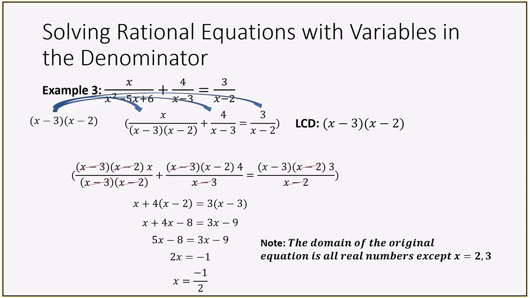But instead, I can look and say, okay, well, my LCD is x minus 3 times x minus 2. So really, the only numbers I need to be concerned about avoiding are 3 and 2. If I have those numbers, they don't count. They're not a solution that works. But in this case, negative 1/2 is not 2. It's not 3. So this answer actually works, and I can go ahead and box my answer.